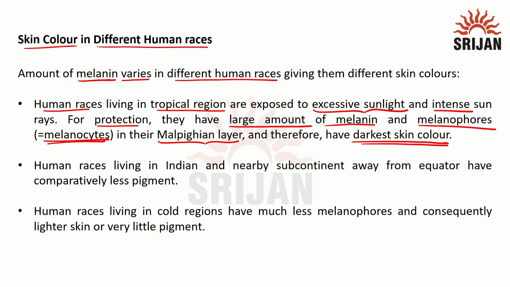So, human races which live in India and nearby subcontinents, away from the equator, have comparatively less pigment. Now, if we move further away from the equator, human races which live in cold regions have much fewer melanophores and consequently lighter skin or very little pigmentation.